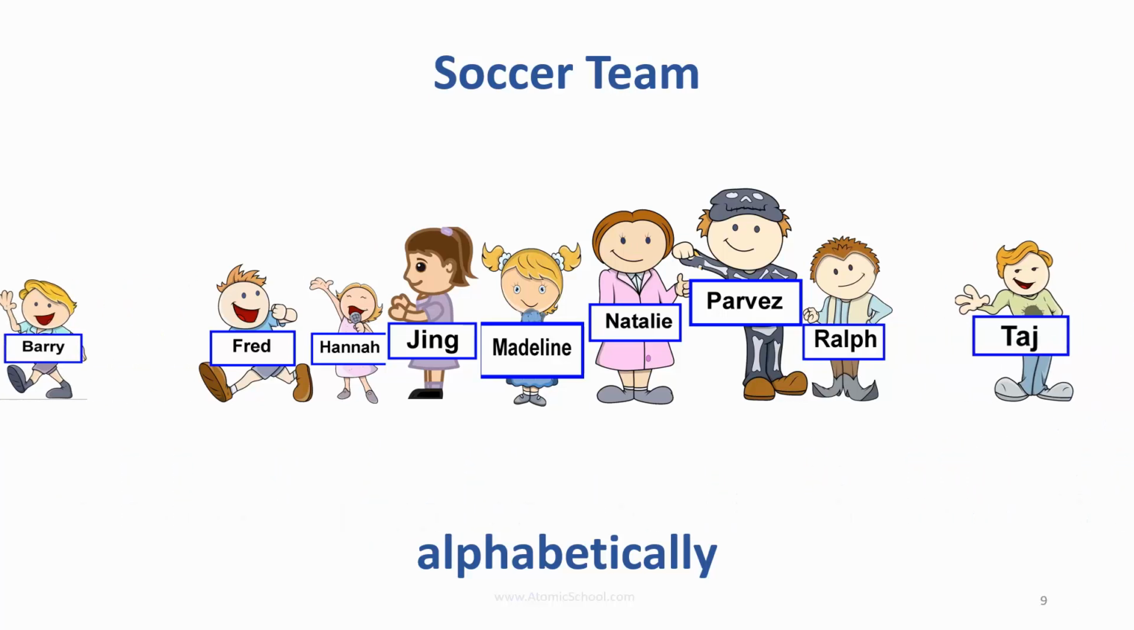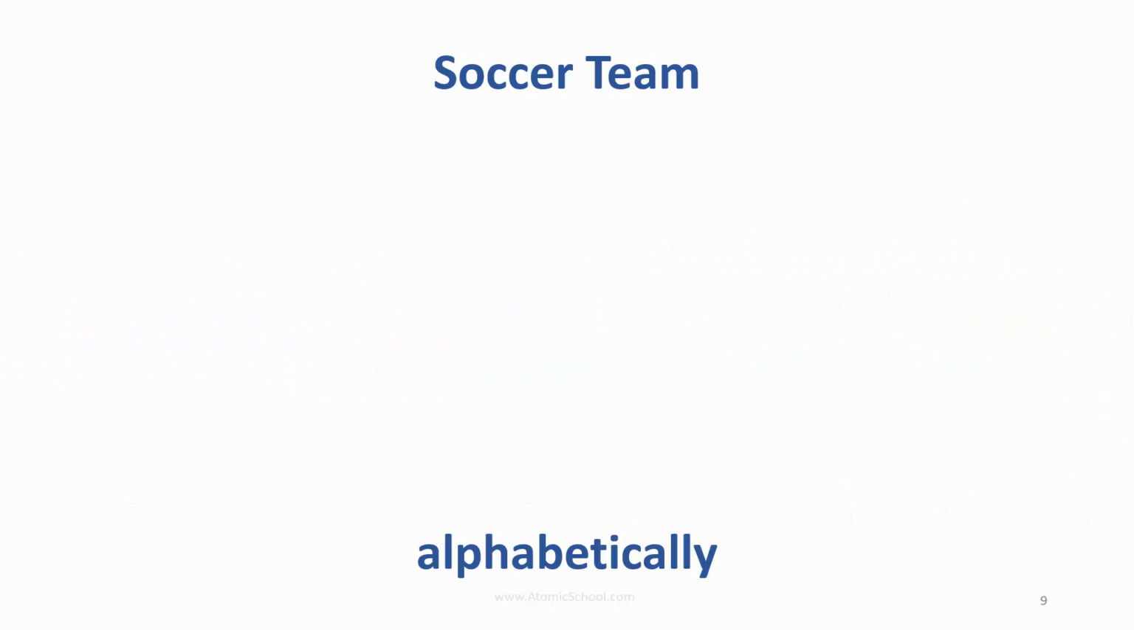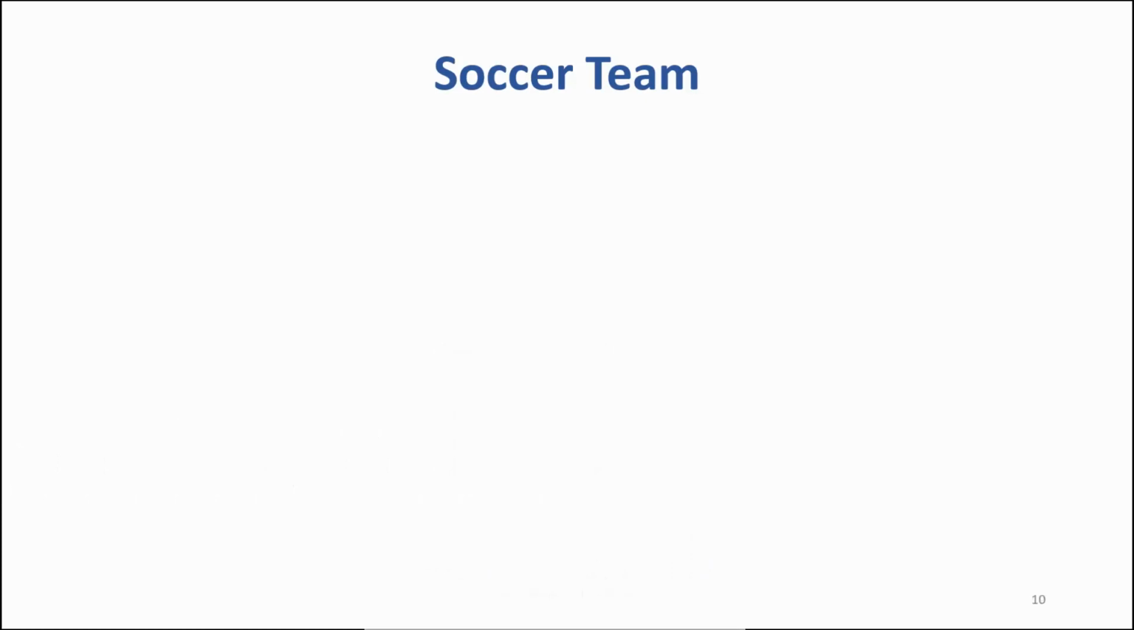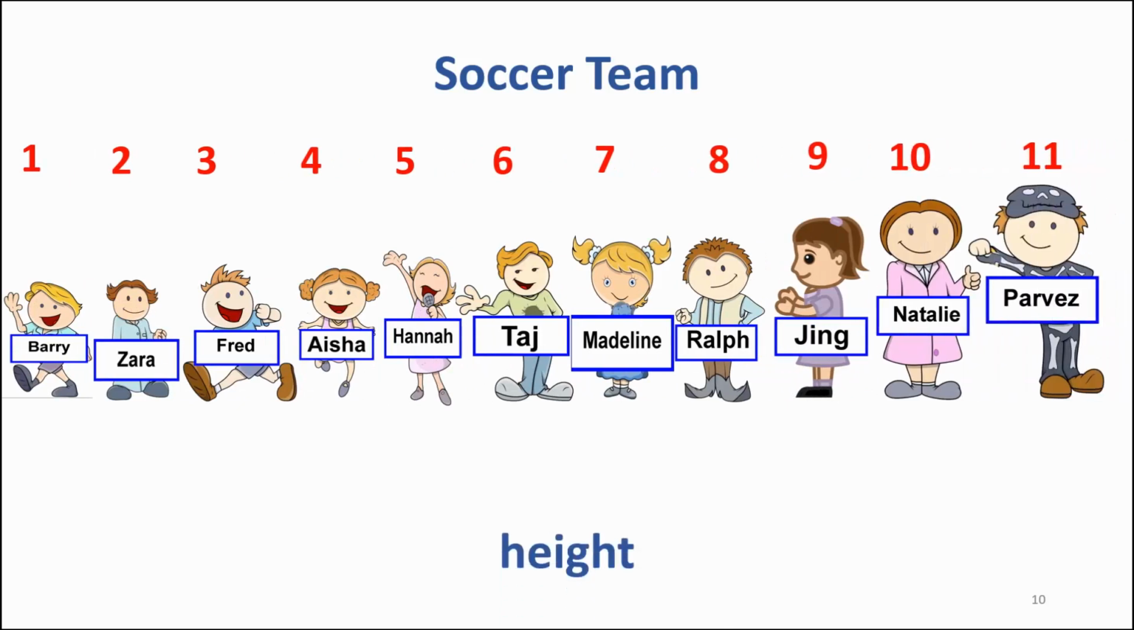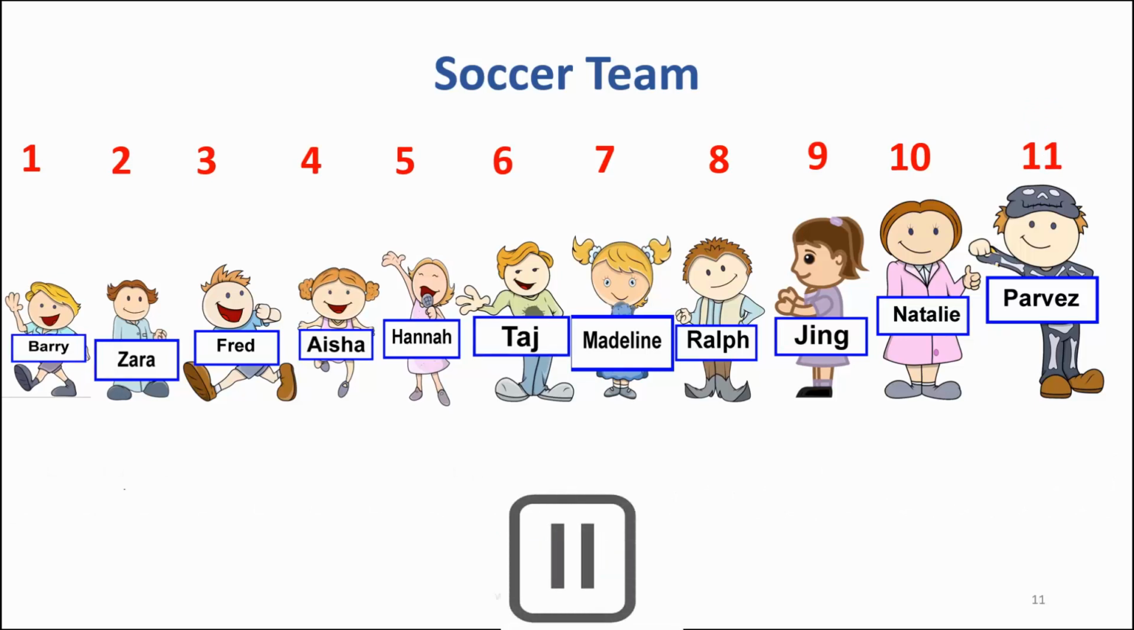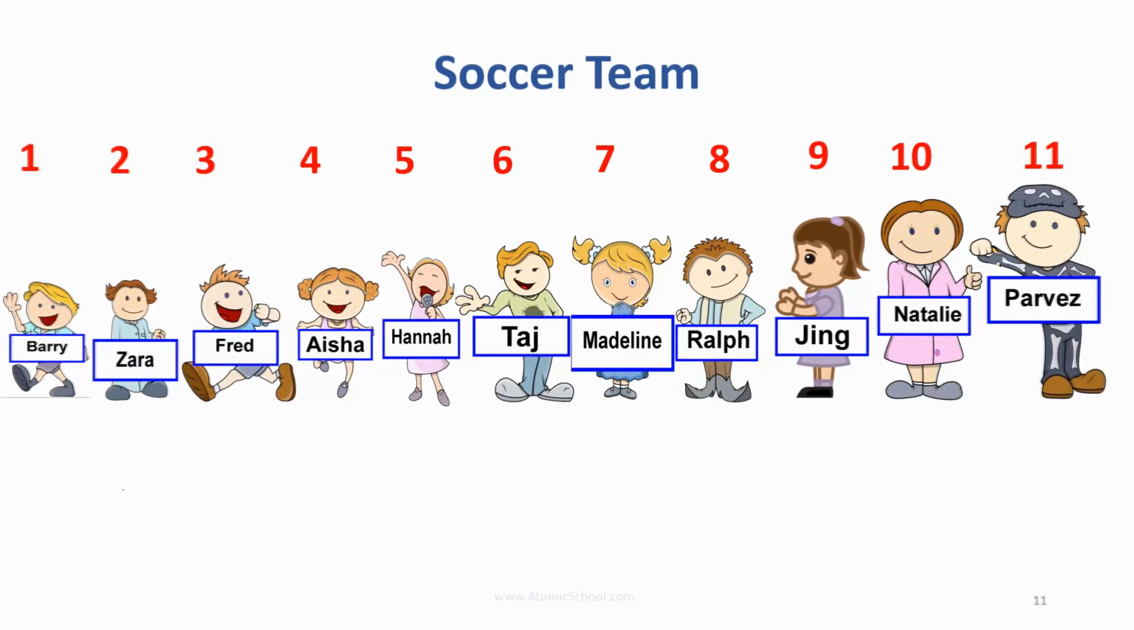What are other ways of lining up? How about by height? Then Barry would be number 1 and Parvez would be number 11. What are other ways? We could use weight.